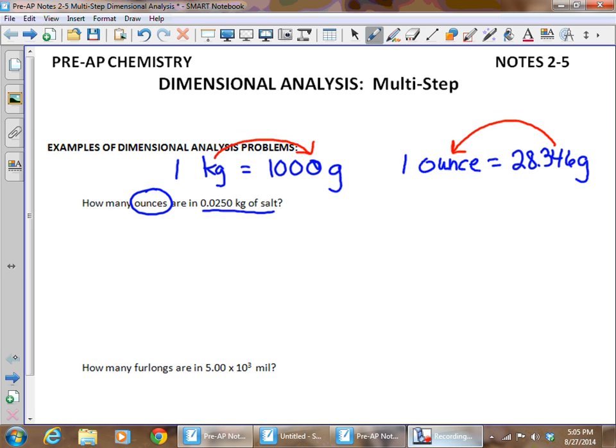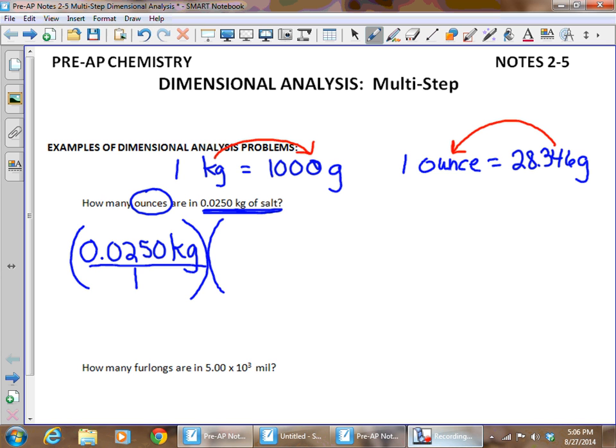We're going to do it just like we've done before. We always start with what we know. So we're going to start with the 0.0250 kilograms. We're going to put that over 1 in parentheses. Remember, whatever we underline up here, the piece of information that we're given, is always what we put over 1 in parentheses in our calculation.